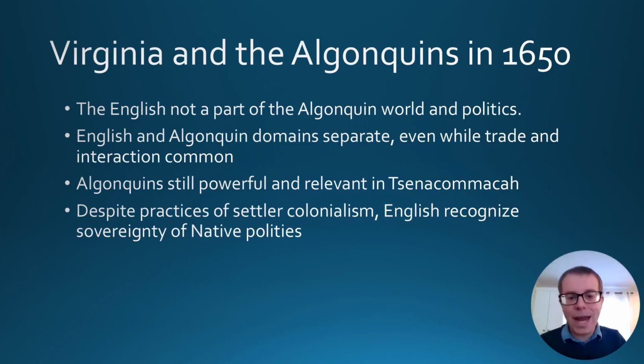And despite practices of settler colonialism, the English do still recognize sovereignty of native polities. They still establish a treaty with native peoples, right? So they're still seeing them as a sovereign country that is separate from the English colony, and one that you have to engage in diplomacy with. So that's still a key part of settler colonialism in the 1600s.